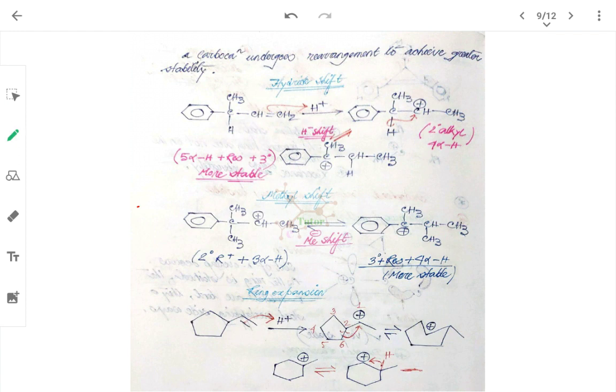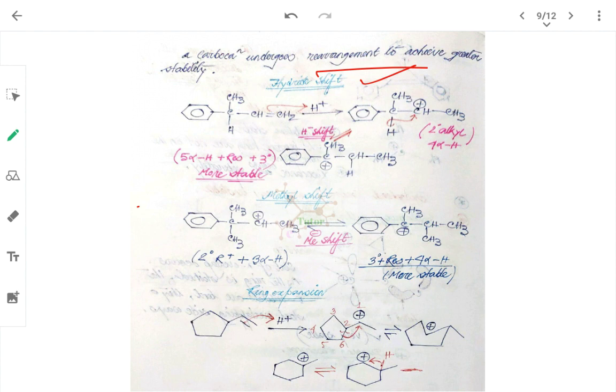A carbocation undergoes rearrangement to achieve greater stability. In the case of various types of intermediates, the carbocation undergoes rearrangement quickly to achieve greater stability, and hydride shifting occurs.